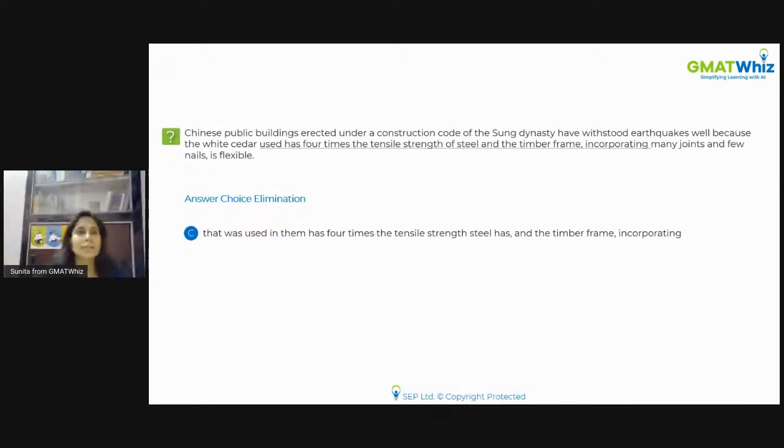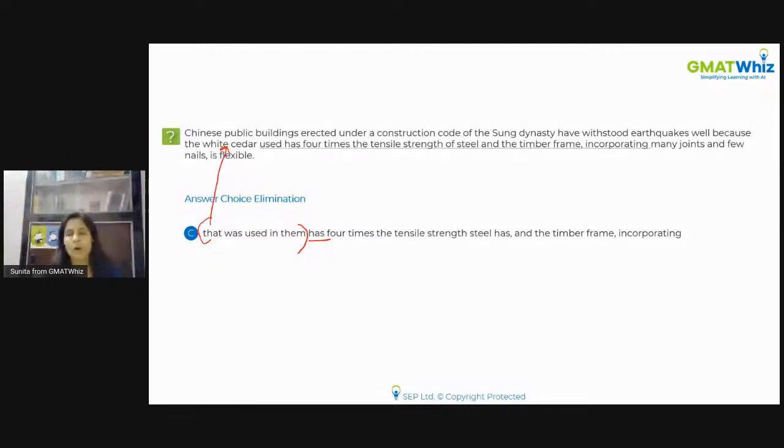That was used in them. Now we're keeping on making the sentence longer, which by itself is not very desirable unless there is some kind of ambiguity that you have to clear up. So that here will refer to white cedar. So that was used in them is a relative pronoun clause for white cedar. Has four times the tensile strength steel has. So the white cedar has four times the tensile strength steel has is still okay.